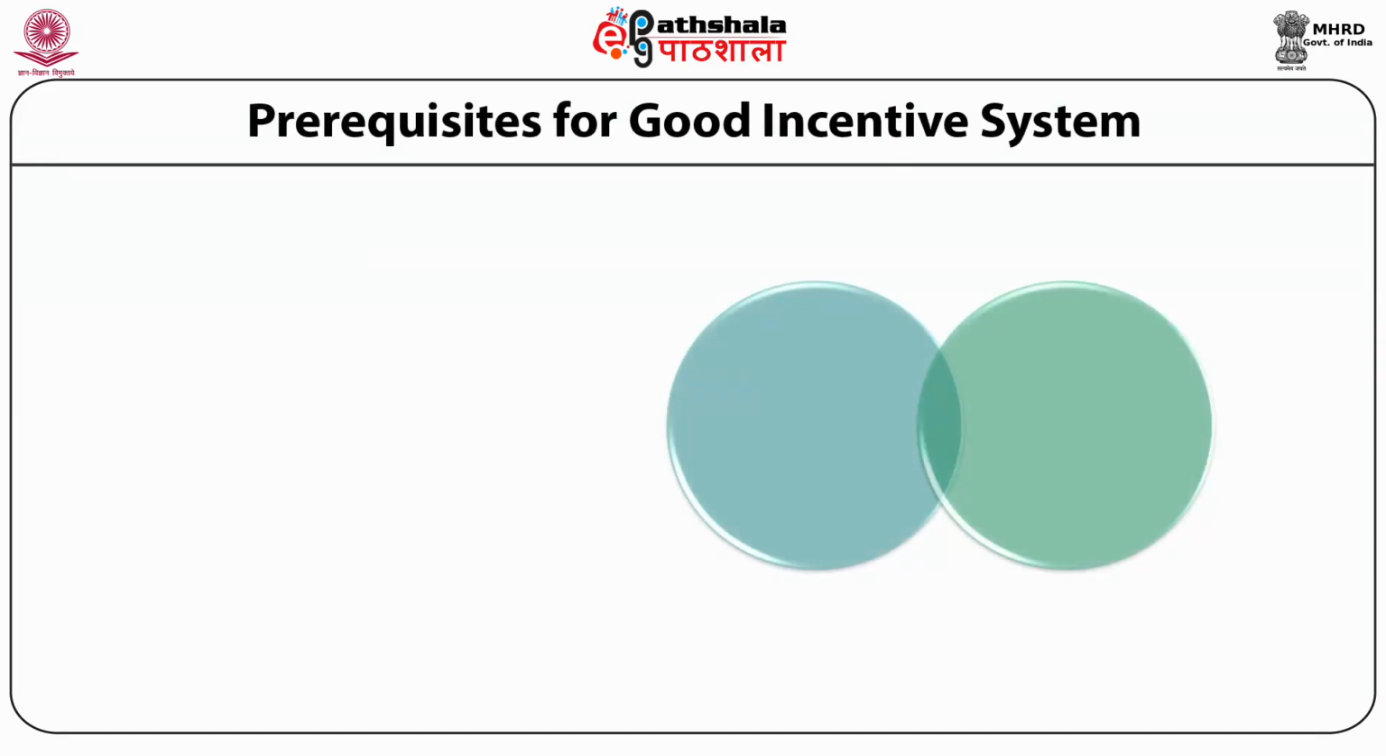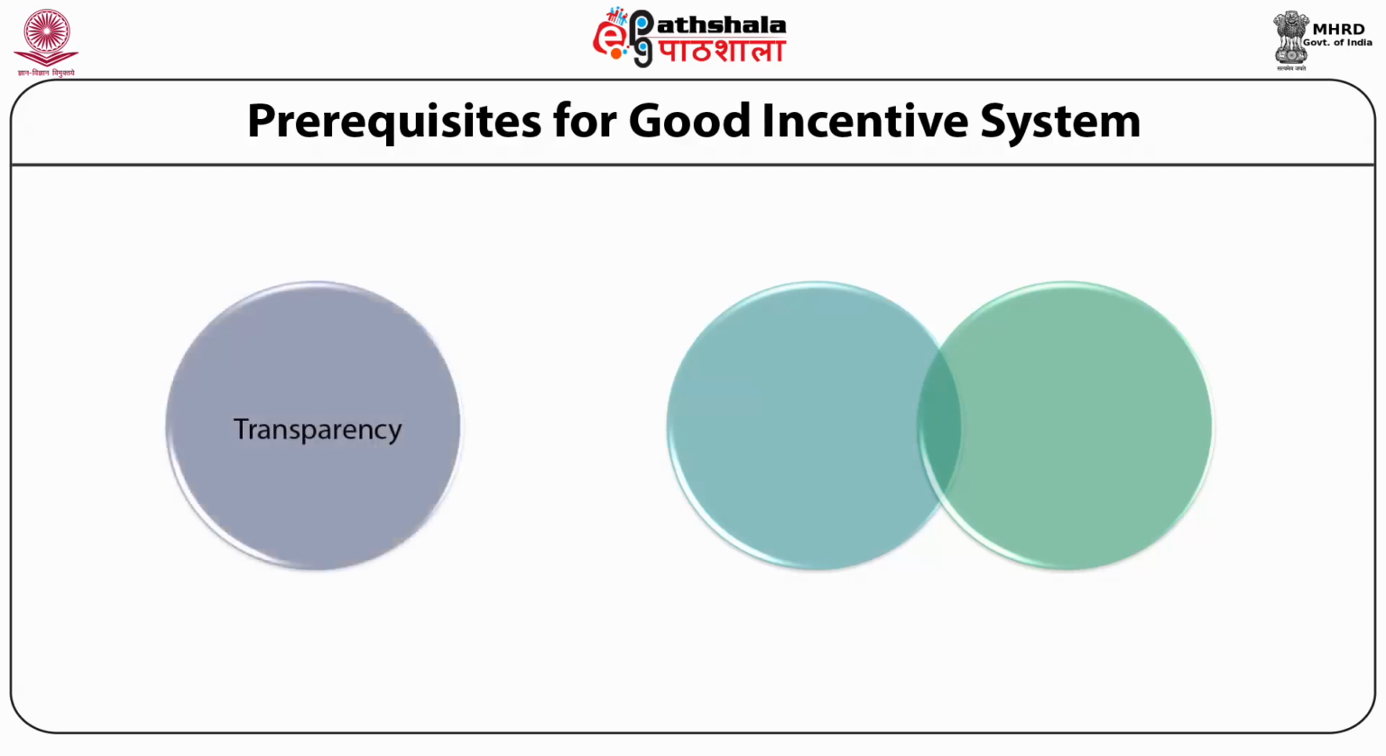Prerequisites for a good incentive system. Only an effective incentive scheme can have a desired impact on the productivity and efficiency of the employees. The installation of a good incentive scheme requires meticulous planning and honest execution. The organization should also make certain that the incentive schemes proposed to be introduced fulfill the following conditions.